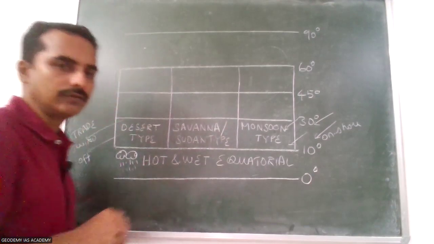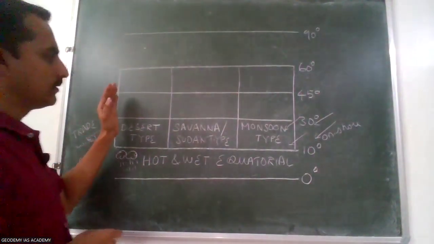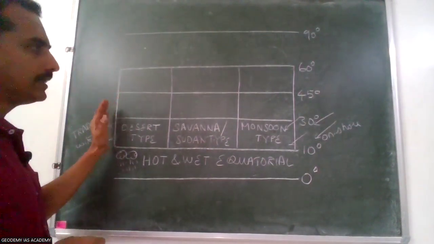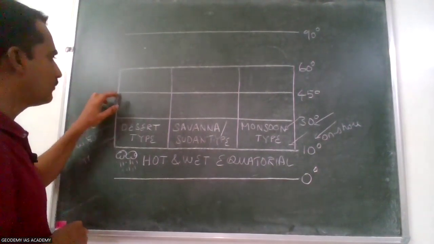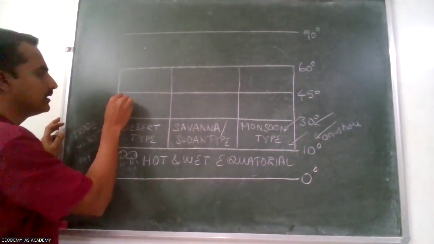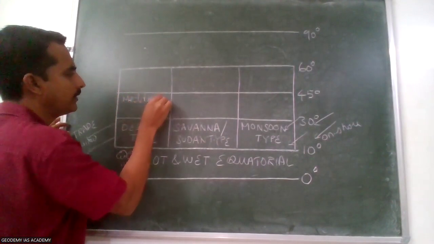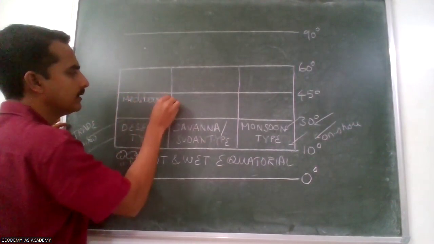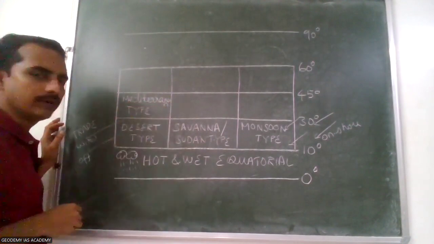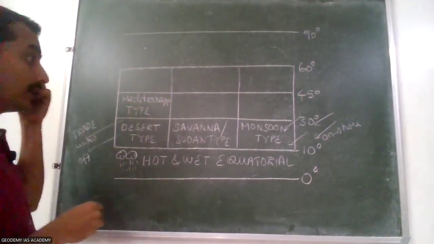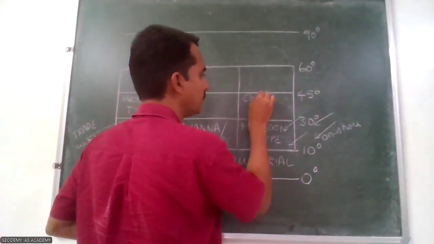That's all. Then here in the 30 to 45 degrees, in the western part, it is Mediterranean climate. And we know that the Mediterranean region is located in this latitude. Here, Mediterranean type climate. And here in the eastern part, 30 to 45 degrees, it is China type climate.